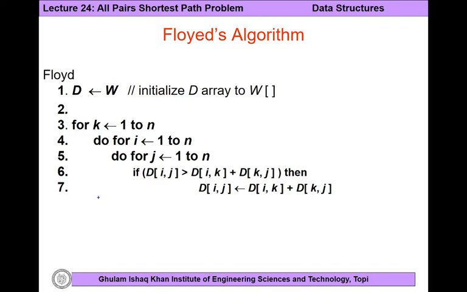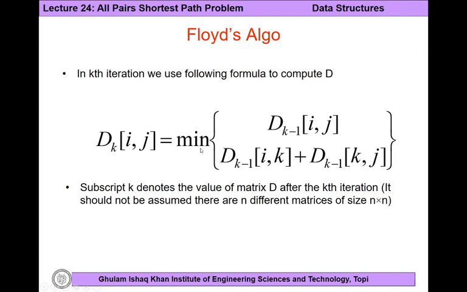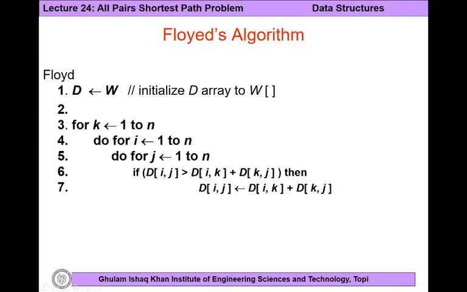And here, line number 6 is this equation. It says that if the direct distance between i and j is greater than the sum of the distance from i to k and from k to j, then you simply replace this distance with this new distance, right? So this is the pseudocode of the algorithm, but here one piece of information is missing.